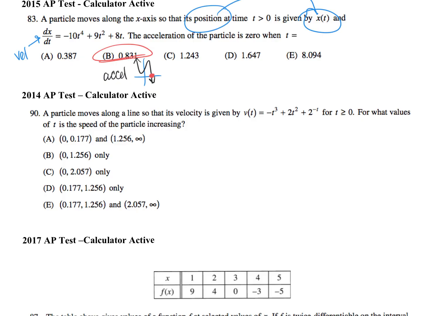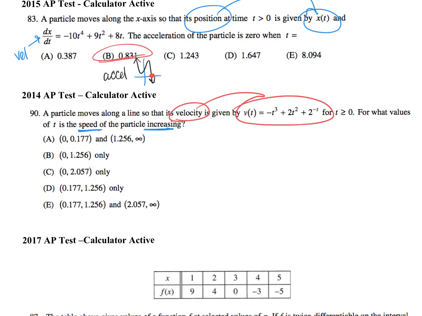Okay, calculator active again. It says we've got this velocity. Where is the speed increasing? What graph do you want to look at if we want the speed? Do I want to look at velocity or acceleration? I think probably the velocity, right? Let's go see. Let's go to our y equals screen.